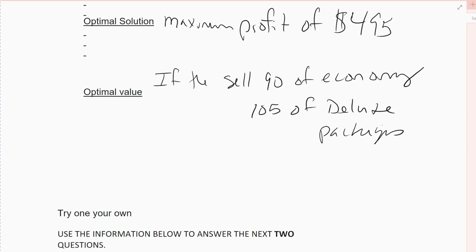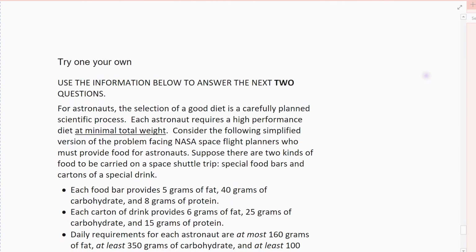All right, so that's the last example. So there is the finished linear programming. So I did an example of a bounded and unbounded where we kind of put it all together. Next one is kind of try on your own.